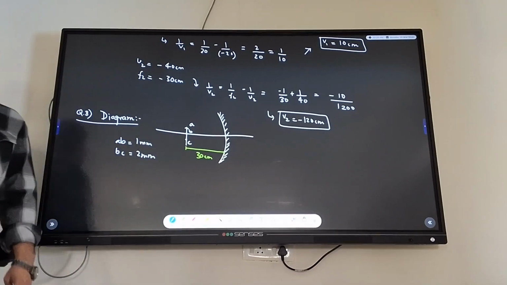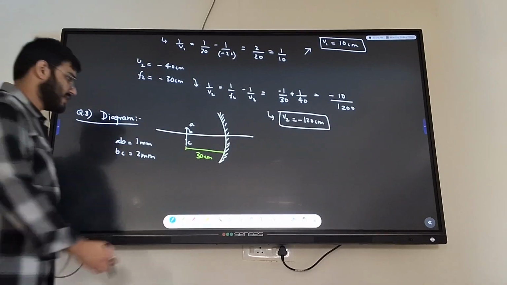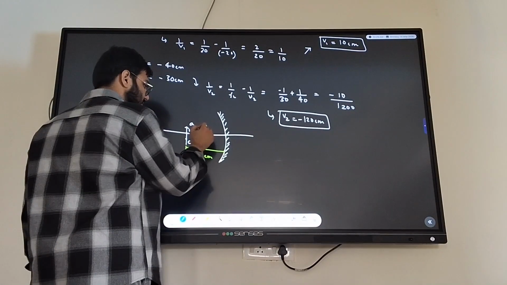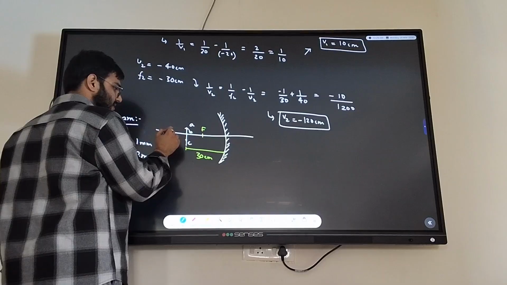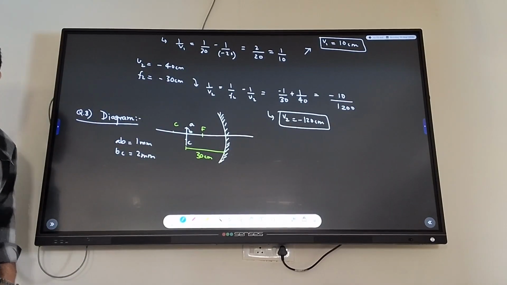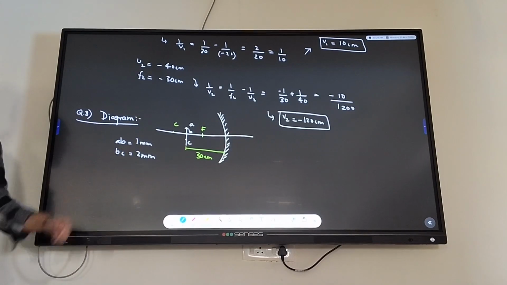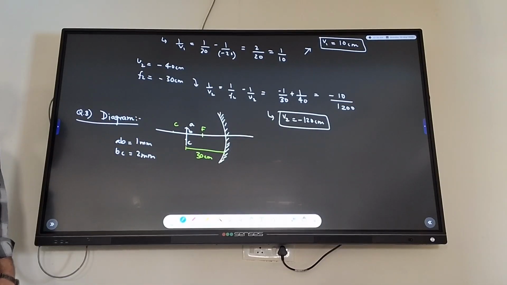Okay then, I'm starting with the question. What is the focal length given to be? Minus 20. So the focus is somewhere here, and the center of curvature is somewhere here. So your object is in between C and F. Where should you hope to find the image? Beyond C. What is the nature of that image? Enlarged, real, and inverted.